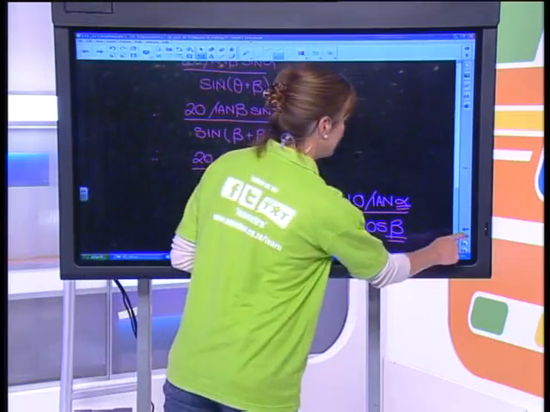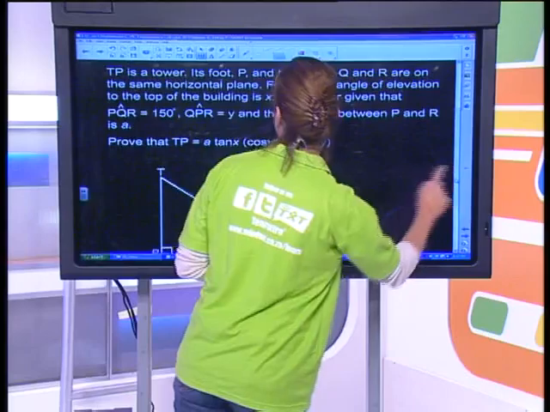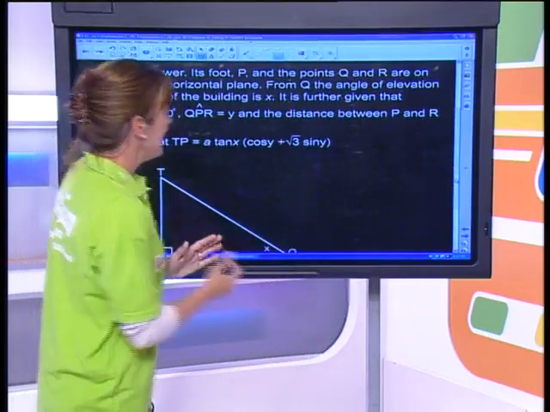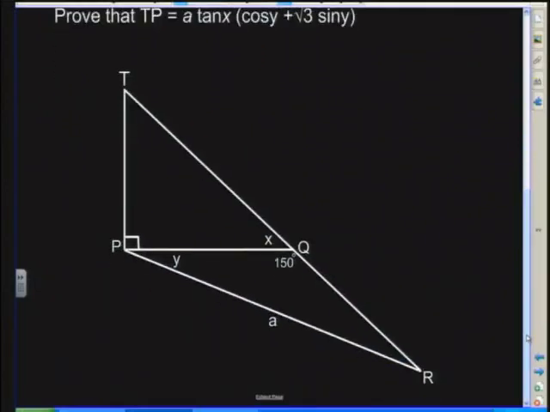All right. Okay, let's have a look at an example, which hopefully is going to include a little bit of compound formulas. Once again, let's look at our diagram. They've given us a diagram and told us that TP is a vertical line. They've told us that PQR is in the same horizontal plane, and that this is angle Y. I've got a length of A, an angle of X, and an angle of 150. What they're wanting me to do is to prove that my length from T to P is equal to A tan X multiplied by cos Y plus root 3 sine Y.